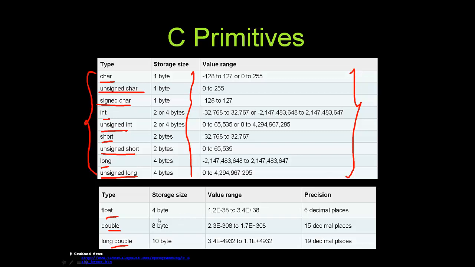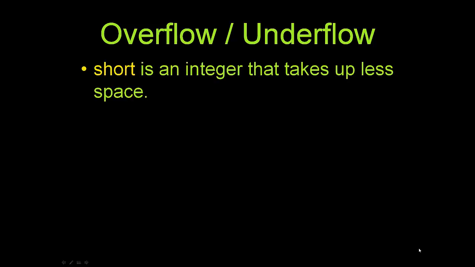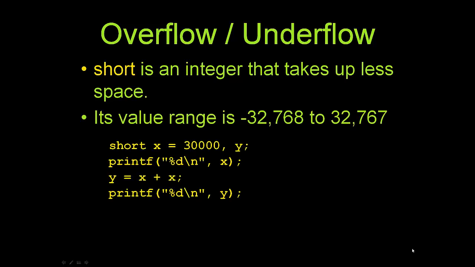Each has a different amount of storage and different values, and precision is different as well. Float only has 6 decimal places and so forth. So we know that different data types take up different amounts of space. We know that short is an integer that takes up less space than the normal int, and it ranges from minus 32k to 32k.